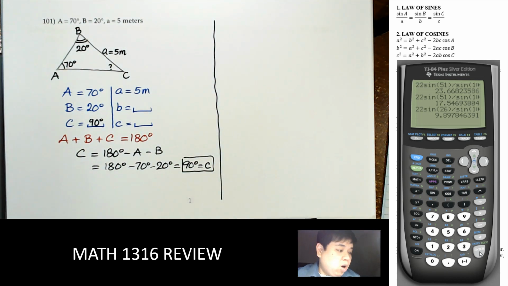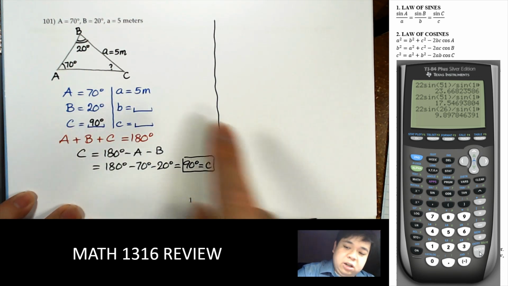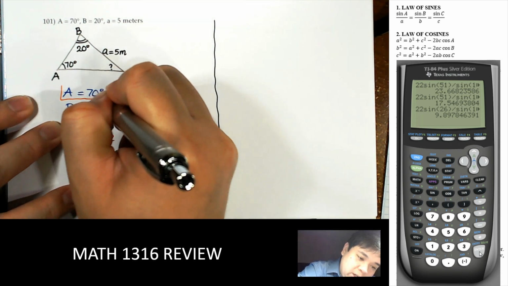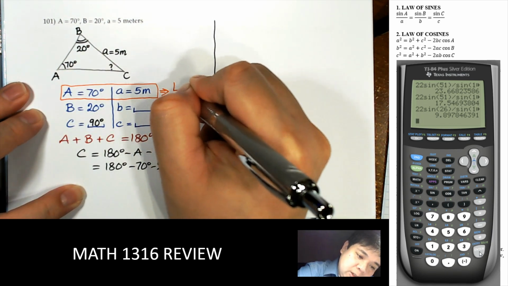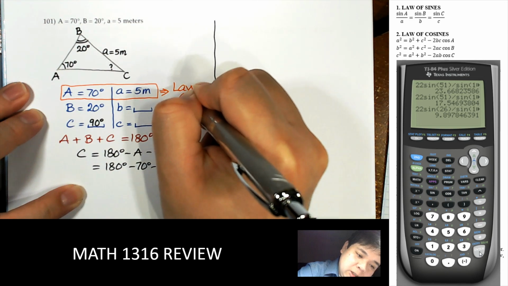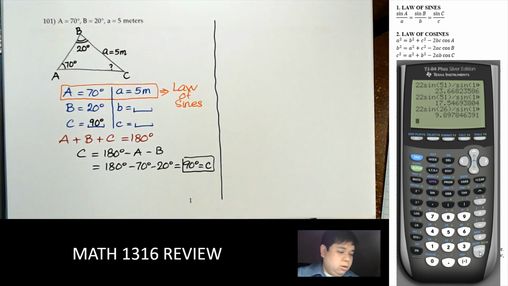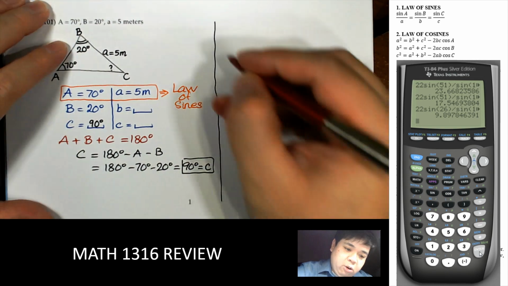Even though it is a right triangle now, we are still using the law of sines or the law of cosines. In this problem we are given a pair of opposite side and angle. Every time we know that, it is the law of sines. So when we see this, that is the law of sines. Again, I'll write the formula.